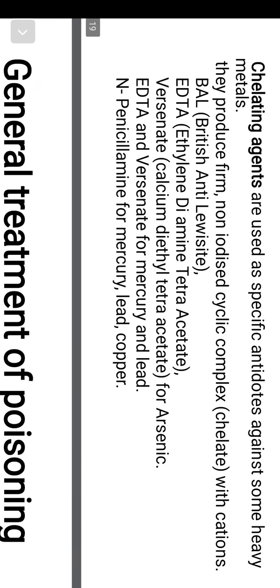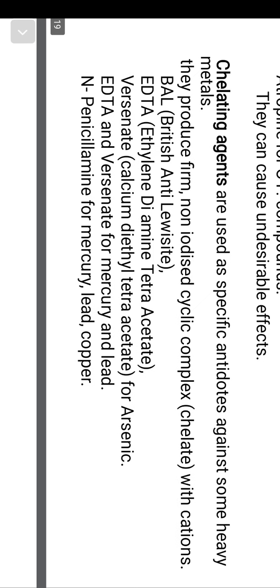Then chelating agents. I think we have seen up to here yesterday. Chelating agents are specifically used against heavy metal poisoning like arsenic, mercury, lead, copper. So many heavy metals are there. Cobalt and all. Magnesium, manganese.